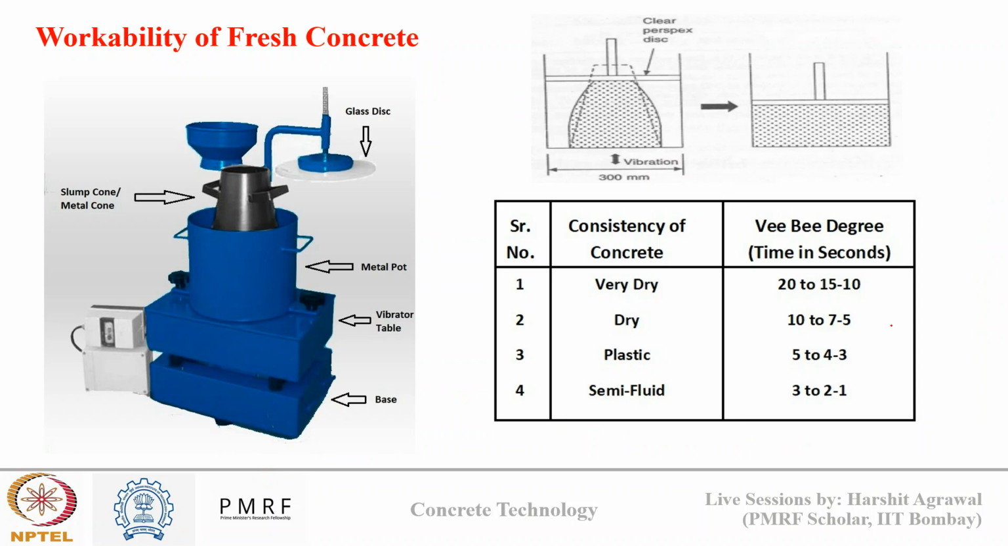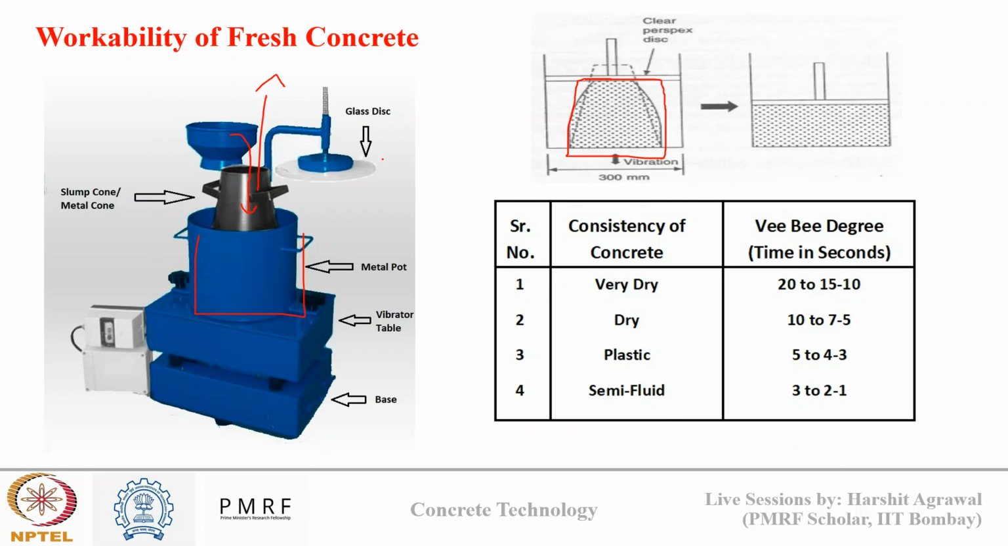And finally, we have the VB consistometer test. In this, we have a cylindrical mold, inside which I have placed a slump cone. Using this slump cone, I fill the concrete inside in 3 layers. Then I lift the cone and allow the concrete to collapse under its own weight and gravity up to a certain depth. Suppose after lifting the cone, my concrete collapses up to this level.